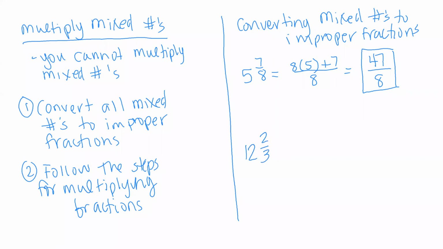Let's say we have 12 2/3. So again, denominator times whole number, plus numerator, all over original denominator. So 3 times 12 is 36. 36 plus 2 is 38. All of that over 3. So again, if a problem contained 12 2/3, we could not use the 12 2/3 for multiplication. Instead, we would need to use 38/3. All right, so let's practice.